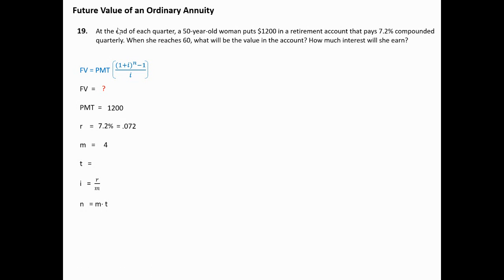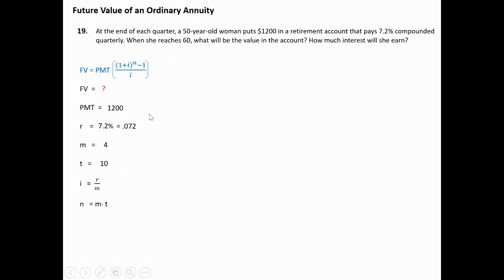Say that I'm 50, because I'm older, right? And I want to put this much money in the account every 3 months, or 4 times a year. When I reach 60, what will be the value in the account? So you're going to subtract 60 minus 50, which will give us 10. That's what the time will be.